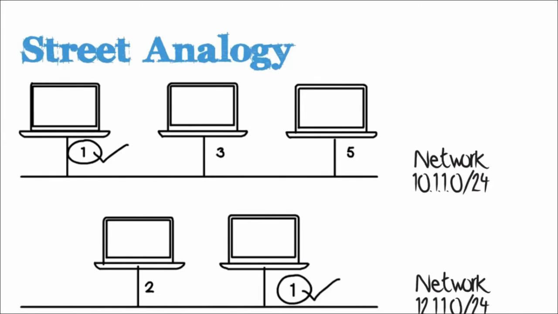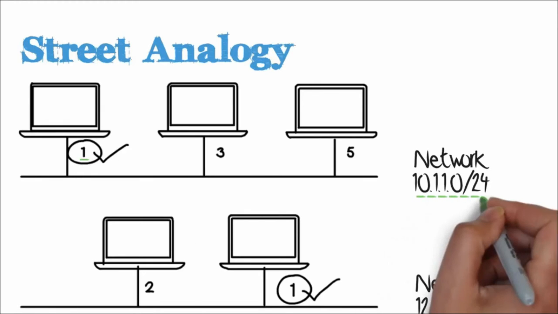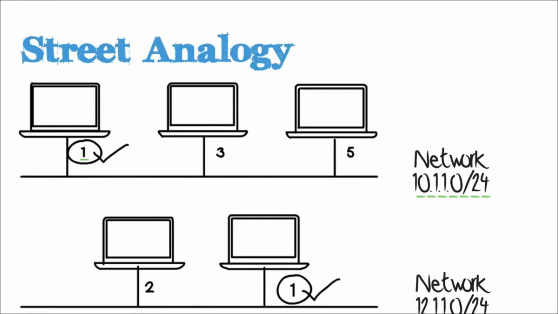Now using our street analogy again, it's possible to have the same house number on different streets. So house 1 could be on Oxford Street as well as Cambridge Street. House number 1 should just not appear twice on the same street, but number 1 is permitted on different streets. In the same way here, it's possible to have number 1 on network 10.1.1.0/24 as well as number 1 on network 12.1.1.0/24. The same number can appear on different networks.